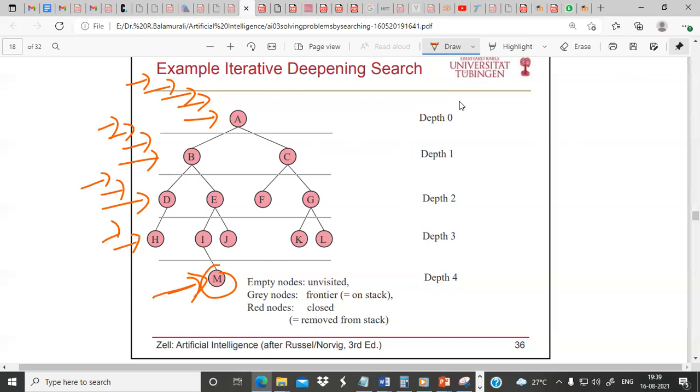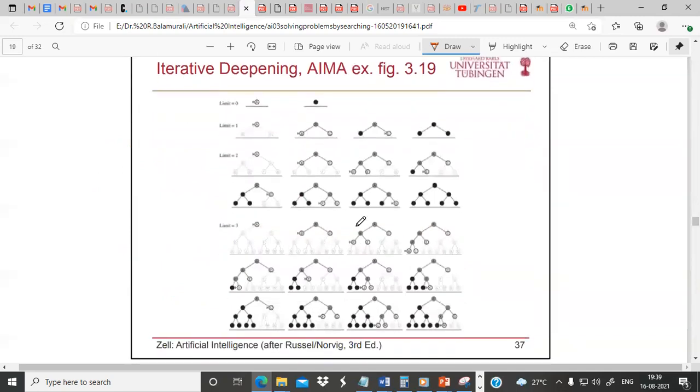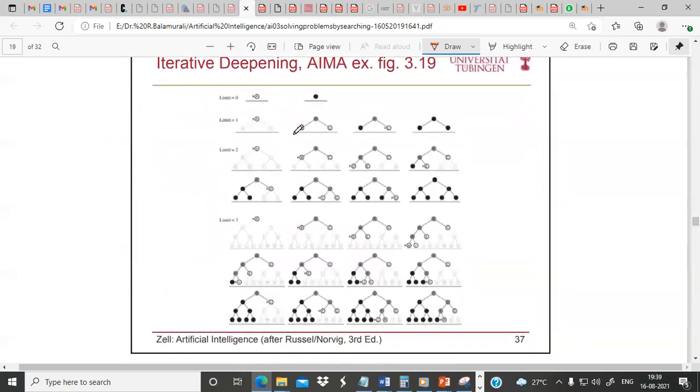So the point is, as the depth is extended, the nodes in the previous level have to be checked once again. But this is not a serious problem. The reason is we'll discuss with an example. So this is the overview of the algorithm.